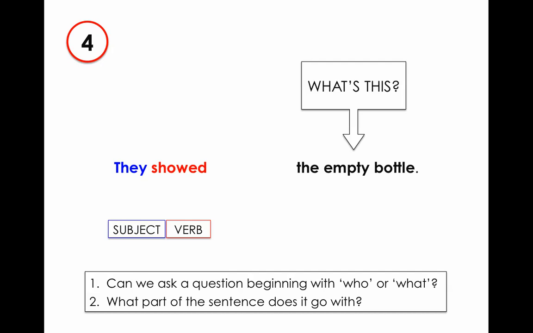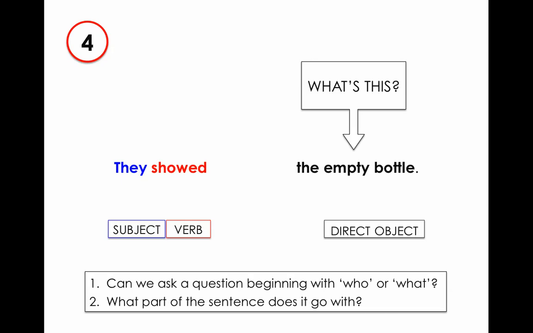Now I have been able to ask a question beginning with what that gives the empty bottle as an answer. What did they show? The empty bottle. But I think you'll feel that the question is a bit weird and there's something missing in the middle. Now I'll just say here that this isn't a direct object and that there's something in the middle that we need to complete this sentence to make it feel full. So what goes in the middle?